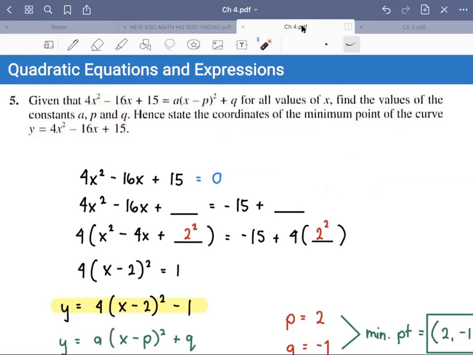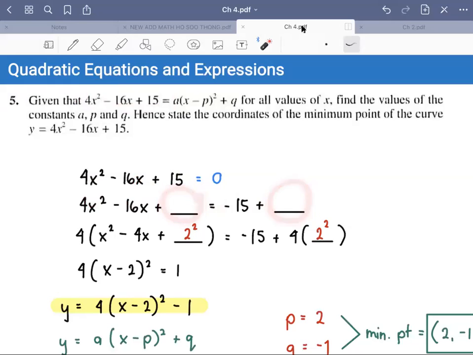All right, let's go to number 5 again. So this is the question. So I wrote it down again, equal 0. So this is just an imaginary 0 for me. Okay, because the first thing I need to do is to transpose this positive 15 to the other side. So I'll get negative 15. All right, and then bring down this one also, and then plus the perfect square numbers here.